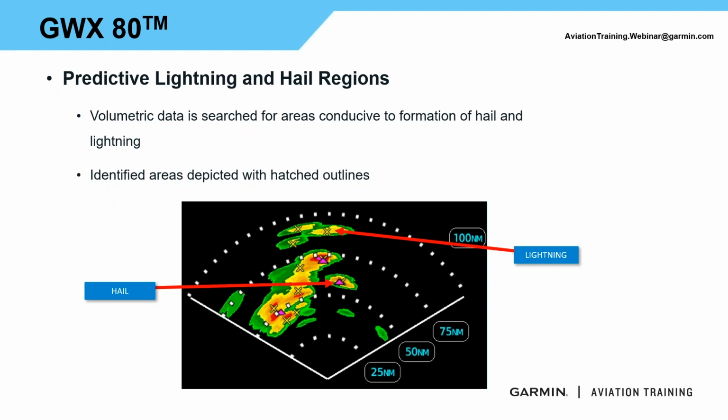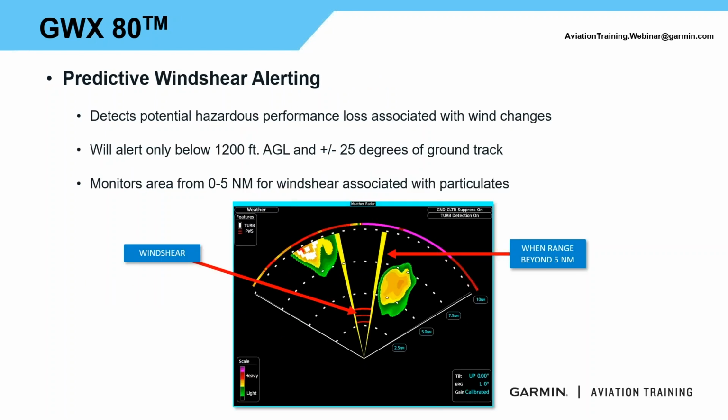The predictive lightning and hail region. Lightning is showing up as the yellow X's and hail showing up as the magenta triangles. Optional wind shear: we have the yellow cones there with the red hashes.